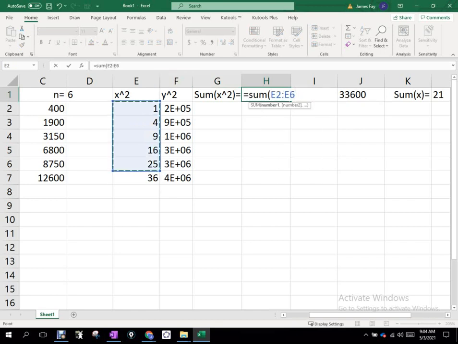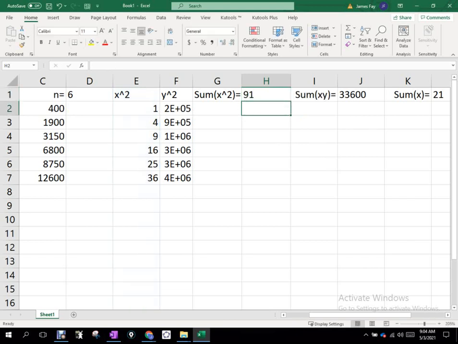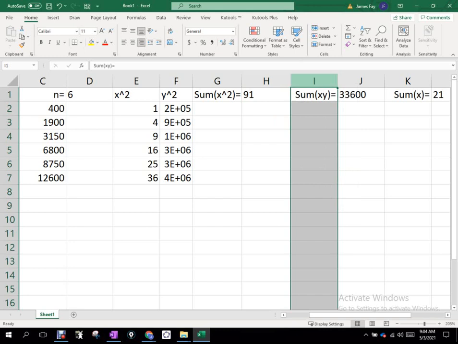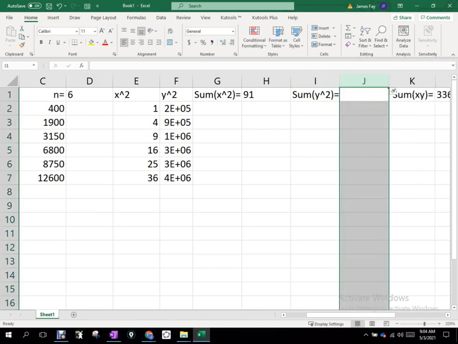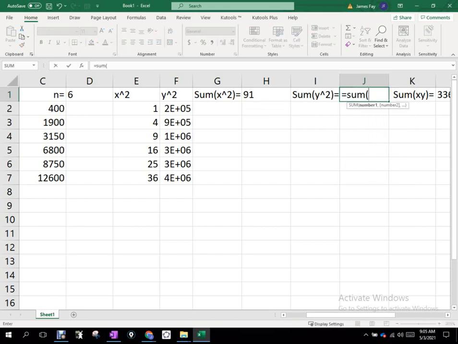So we'll equal sum of those. And remember, I want this to be built so it will add up no matter how many data points I have. So I'm just going to say E to E. So sum those. Okay. I'm going to click on this column I, insert another. And now I want the sum of my y squareds. Click on J, insert another column. And here I'm going to hit the sum of F to F. So sum my y squareds.